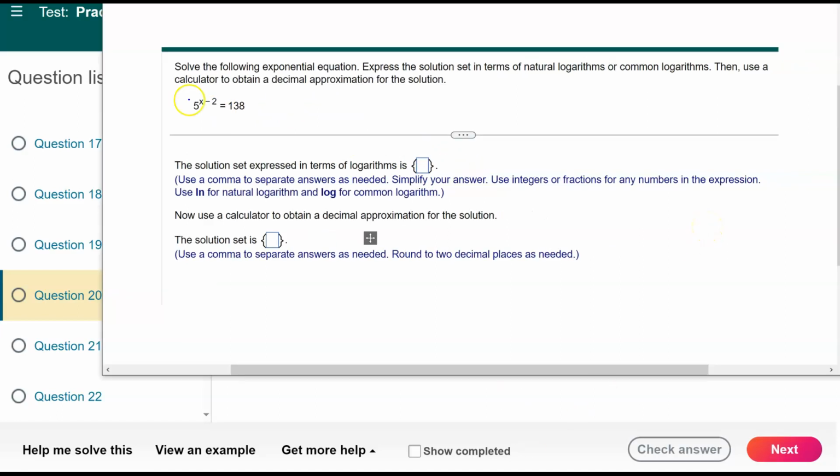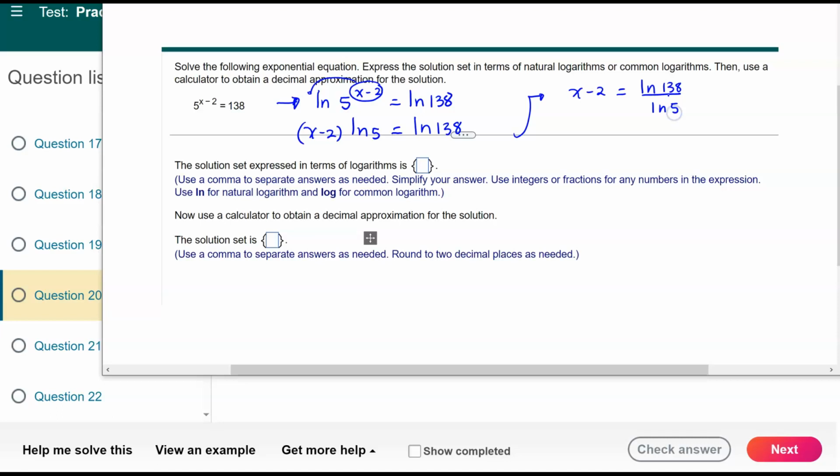Okay, so to illustrate that, let's go ahead and take the logarithm of both sides. So you take ln of both sides. So you have ln 5^(x-2) is equal to ln of 138. Then you use the power rule. You bring that down. So you have (x-2) times ln 5 is equal to ln of 138. Then you have x minus 2 is equal to ln of 138 all over ln 5.